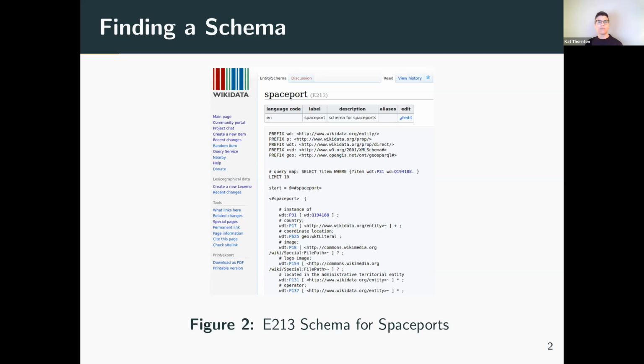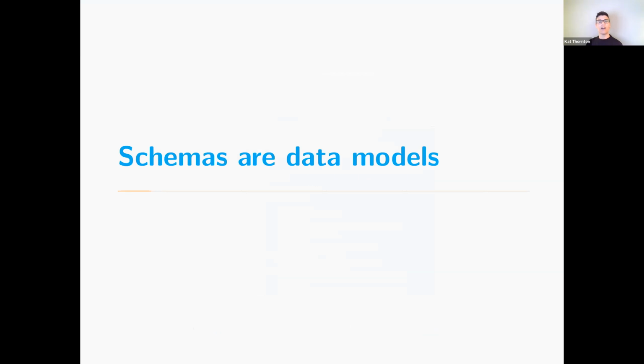The ShEx schema indicates properties that Beth may want to consider using, such as instance of, what country the spaceport is in, who the operator is, maybe an image if there's one in Commons, etc. Sometimes editors want to quickly create new items in domains that they haven't yet explored in Wikidata. In this case, Beth found the spaceport schema in the E-namespace, made use of it, and now her new item is modeled in harmony with the other spaceport items that already exist in Wikidata. In this way, schemas are data models.